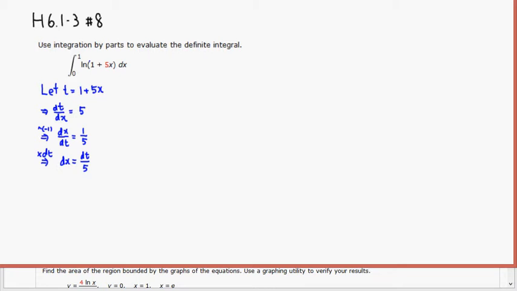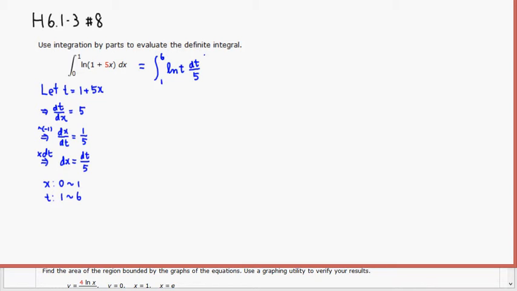Also, since this is a definite integral, x goes from 0 to 1. Now t, plugging in 0, is 1, and plugging in 1, 1 plus 5, is 6. So we can rewrite this integral as the integral from 1 to 6 of natural log of t, then dx is dt over 5.